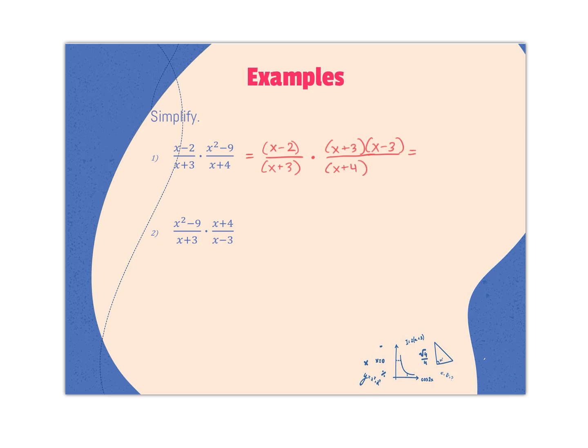And so what happens is when you do that, you start to be able to get rid of stuff. So we see there's an x plus 3 down here and an x plus 3 over there. Now we get x minus 2 times x minus 3 all over x plus 4. And so this is actually the product of this problem. This is the solution of this multiplication problem.